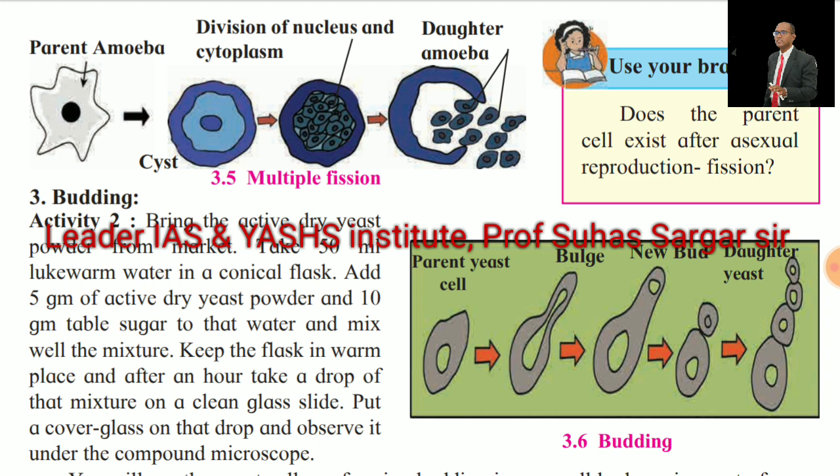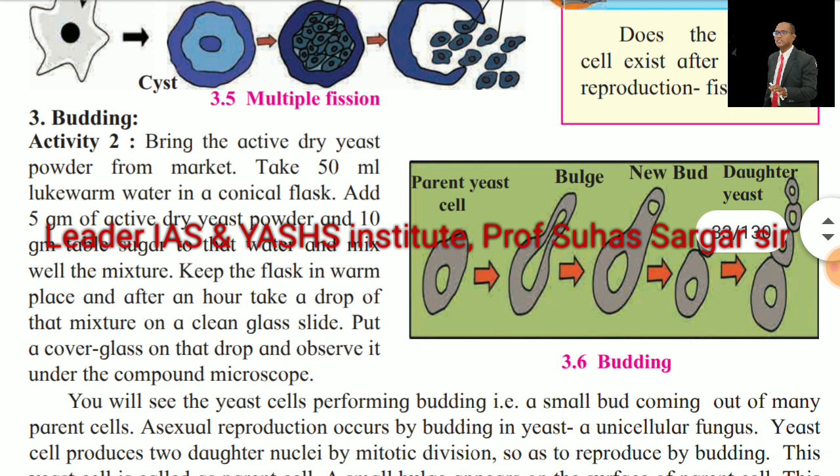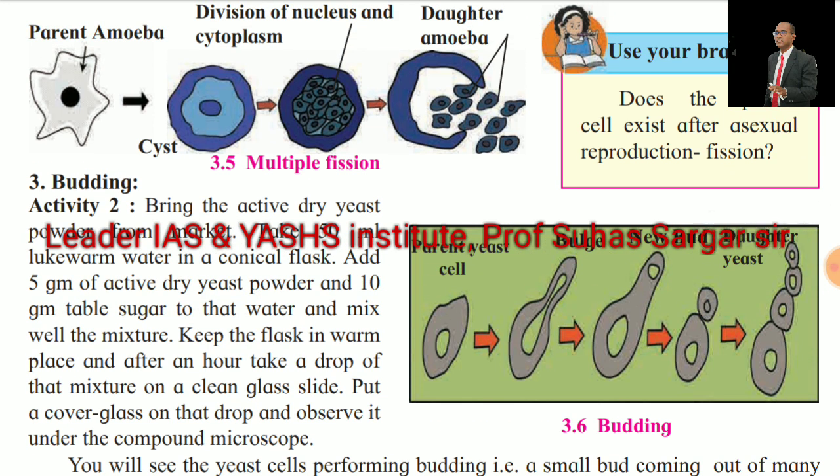on a clean glass slide. Put a cover glass on that drop and observe it under a compound microscope. In the box, use your brain power. Does the parent cell exist after asexual reproduction by fission? See the budding process in another picture.